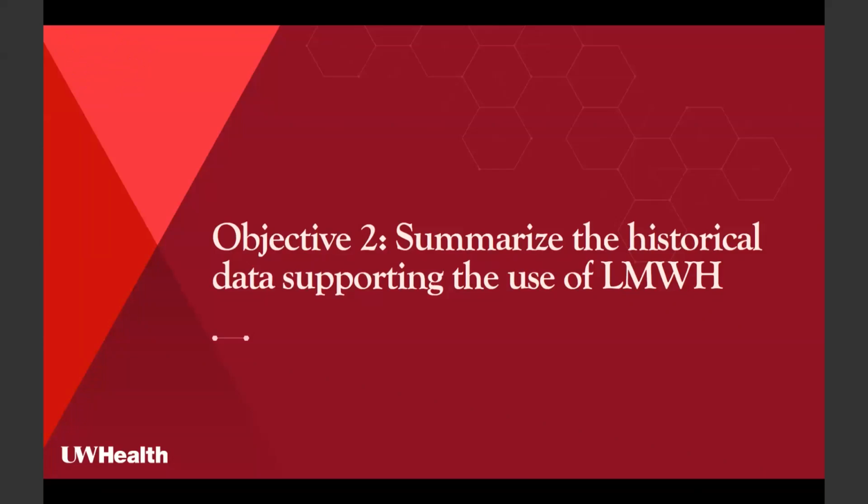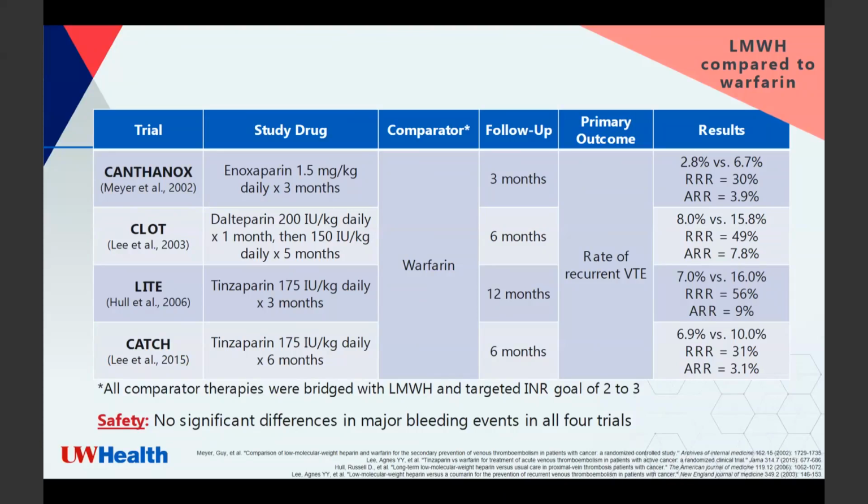As we're all probably aware, the initial recommendations for treatment of cancer-associated thrombosis were to use low molecular weight heparin. And so now we'll summarize the historical data that supported use of low molecular weight heparin over warfarin. There are 4 major trials that supported the use of low molecular weight heparin over warfarin for prevention of recurrent VTE, and these are the CANTHANOX, CLOT, LITE, and CATCH trials.